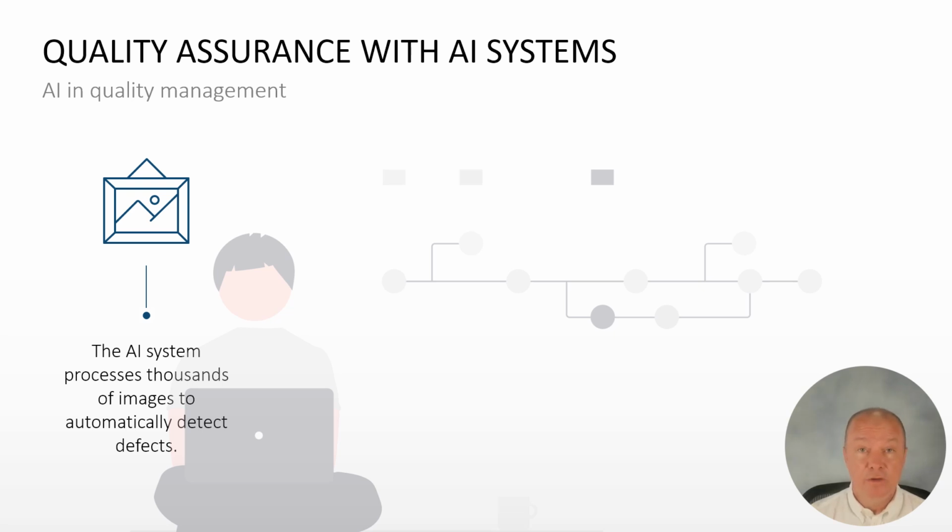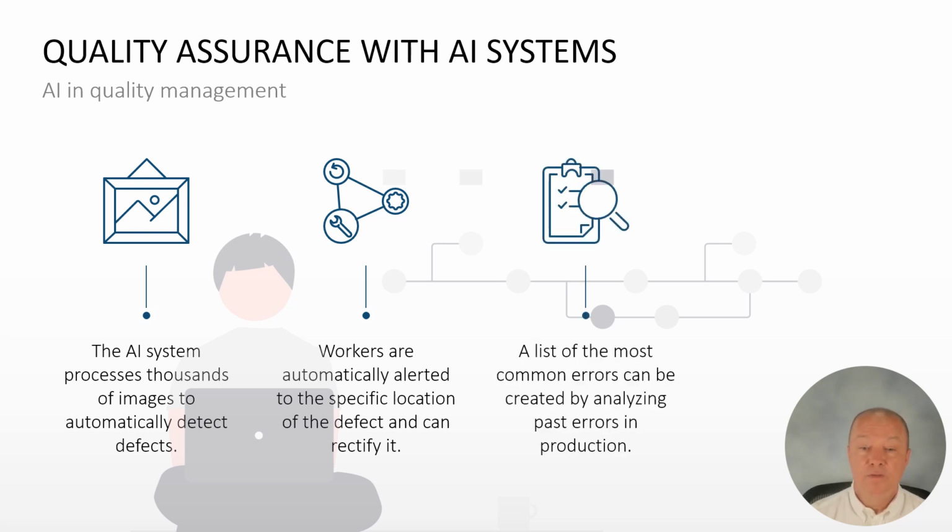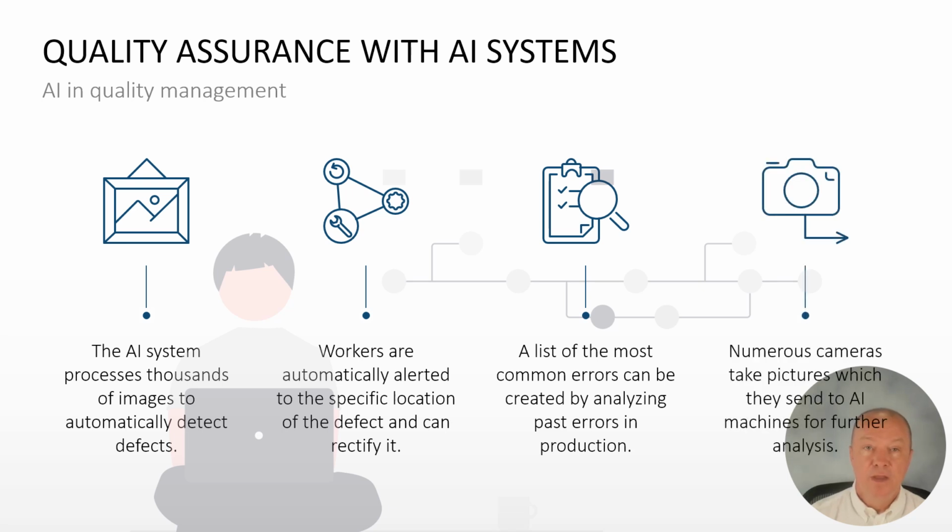and efficiency in manufacturing. So for example, we could have AI process thousands of images to automatically detect defects on a volume that is otherwise simply infeasible for human inspection. We can ensure that workers are then automatically alerted to the specific location of the defect so that way they can better and more effectively resolve the issue. We also have AI being able to produce a list of the most common errors that are then created by analyzing past errors in production. And finally, numerous cameras can take pictures which it then sends to AI machines for further analysis and learning.